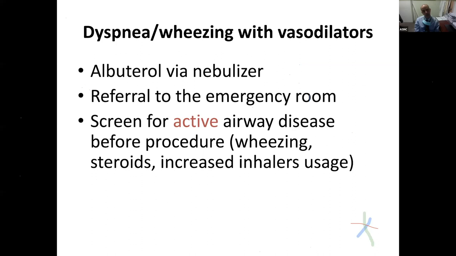As mentioned, regadenoson and adenosine are adenosine receptor agonists, and they can occasionally provoke bronchospasm. And so patients can have dyspnea or wheezing with this. So it's very important to appropriately screen your patients before the test. If patients had a recent COPD or asthma exacerbation or have reactive airway disease, you wouldn't let them go with the test. Patients who develop dyspnea or wheezing, you give them albuterol via the nebulizer, and you can refer them to the emergency room for management of their shortness of breath.